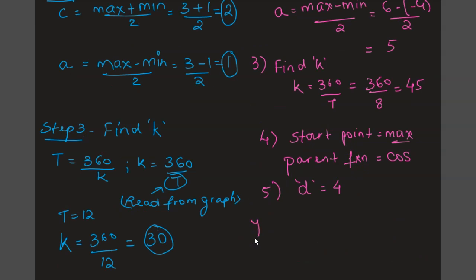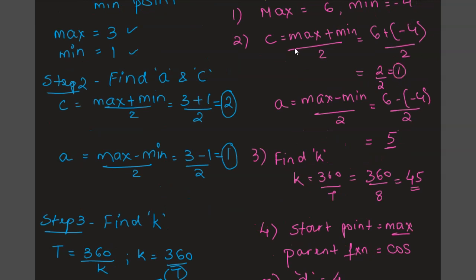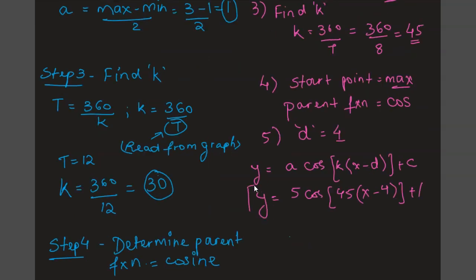So my equation is going to be y is equal to a cosine k x minus d plus c. The a value that I have obtained is 5, the k value that I've got is 45, d is 4, and going back to check the c value, we see the c value was 1. So this is our equation for this graph.